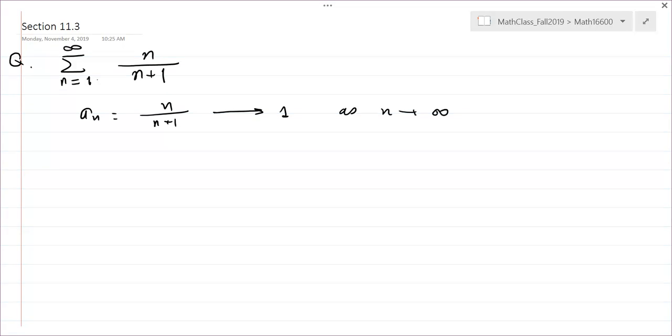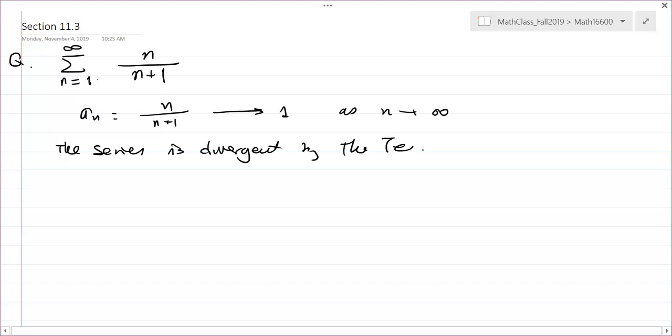The sum of all those terms is divergent. Well, sounds obvious because you have many terms very close to 1, add them together. Infinitely many terms, of course, the sum is getting larger and larger, right? What you have to say is that the series is divergent by the test for divergence. That's enough.